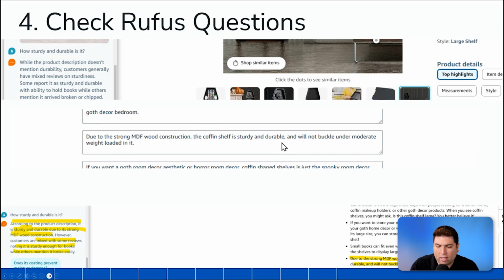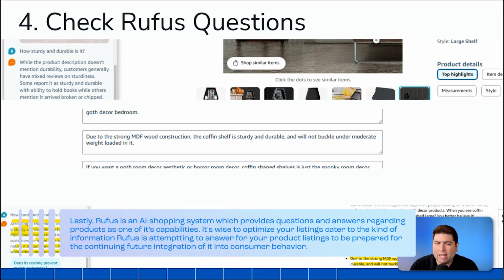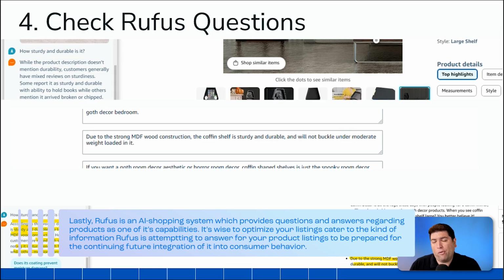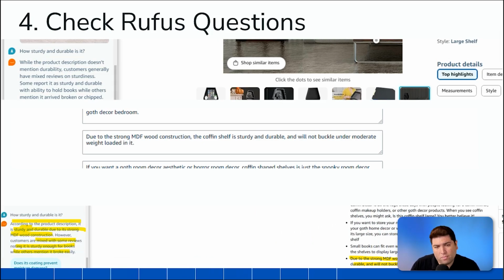Ten minutes after it updated on the actual Amazon listing, I asked the same exact question in Rufus: how sturdy and durable is it? Now it says, according to the product, it is sturdy and durable because it's got MDF wood construction. It pushed some of those negative comments to the bottom. It's still going to bring out what the reviews say, but I'm protecting myself. Instead of a negative vibe, they now get that question answered in a positive way. If that's important to the customer, they're going to be X% more likely to buy my product.